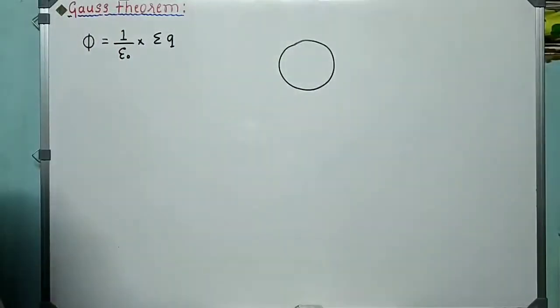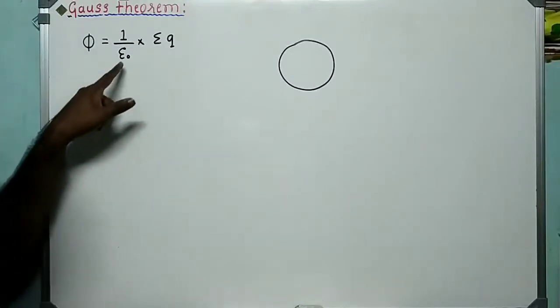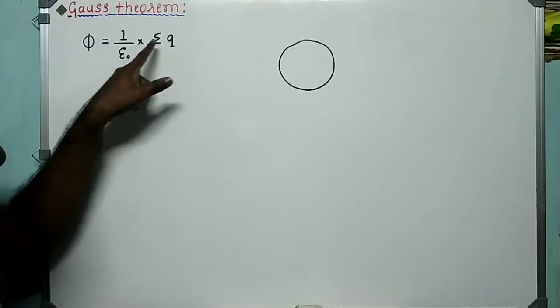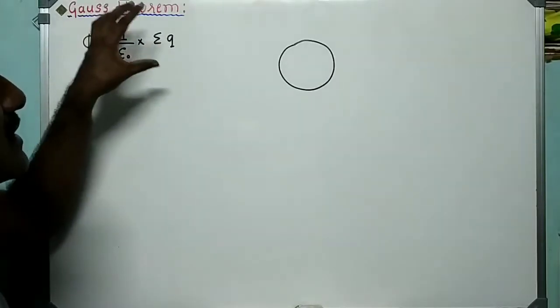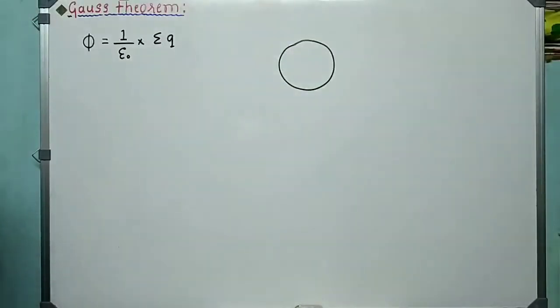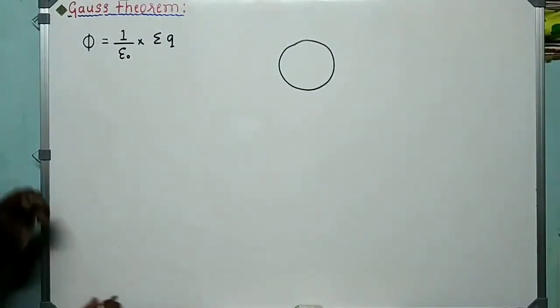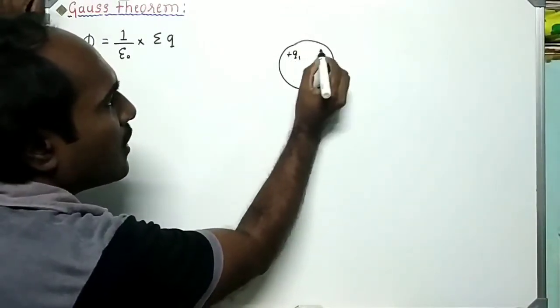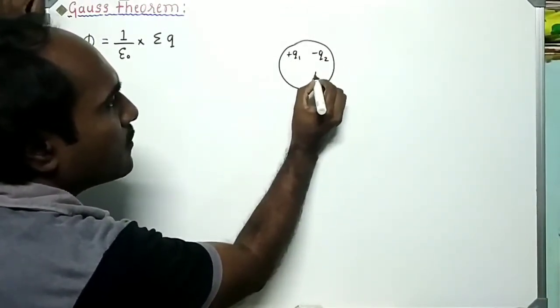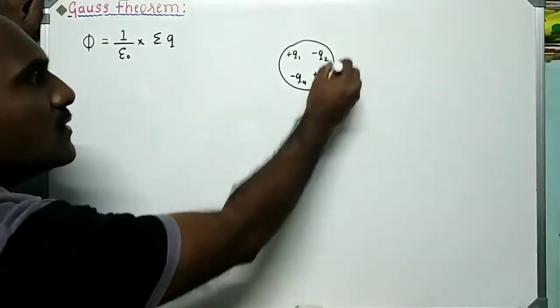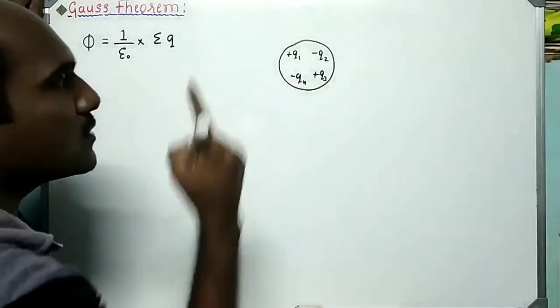This is Gauss theorem. Getting the idea? Here epsilon naught means what? This is the permittivity of free space. Summation of Q means what? This is the total charge enclosed by this surface. Getting the idea? Now see here, if this conductor is containing plus Q1 charge, minus Q2 charge, plus Q3 charge, minus Q4 charge. These are the charges enclosed by this closed surface.